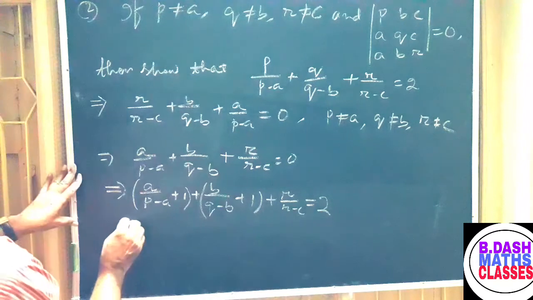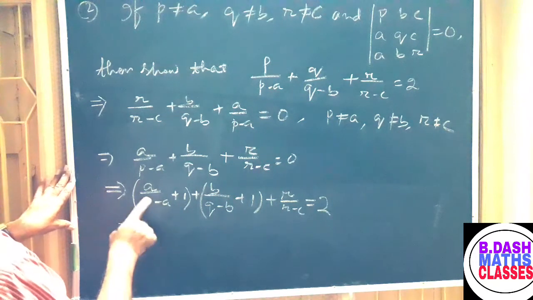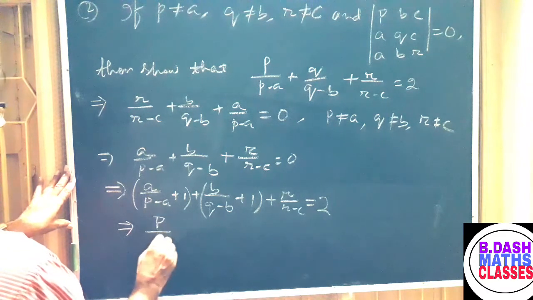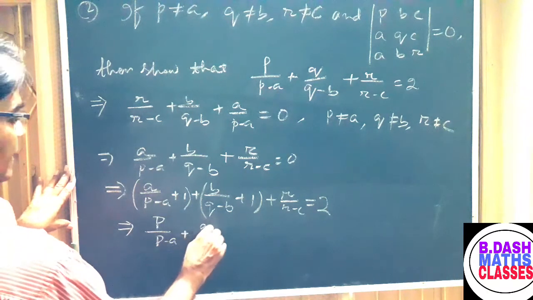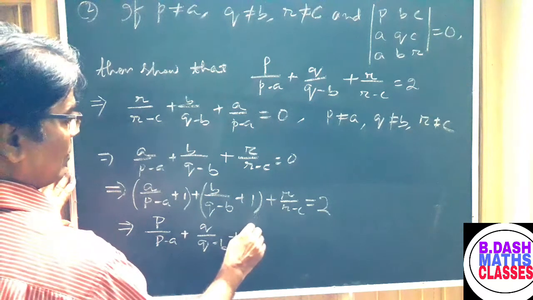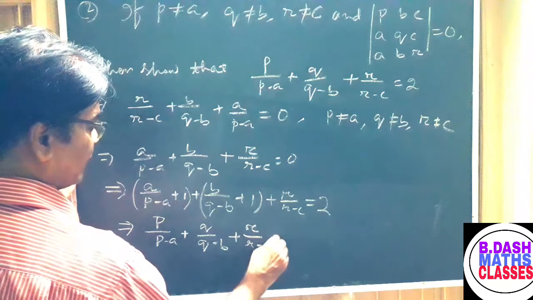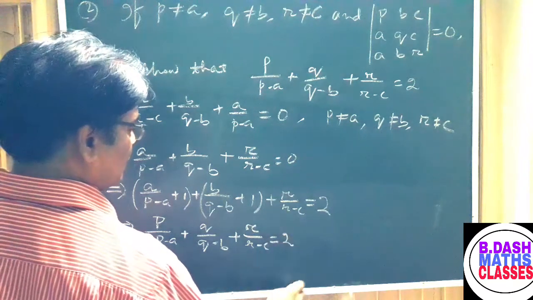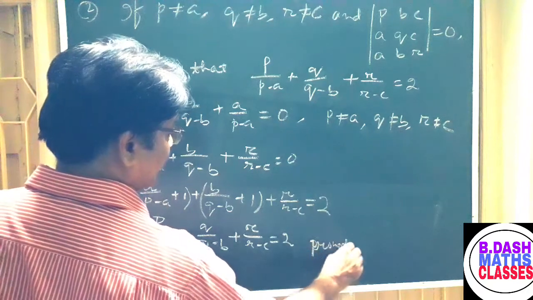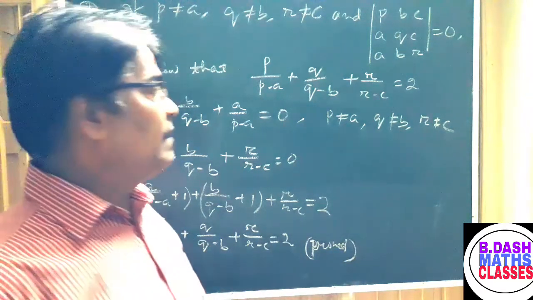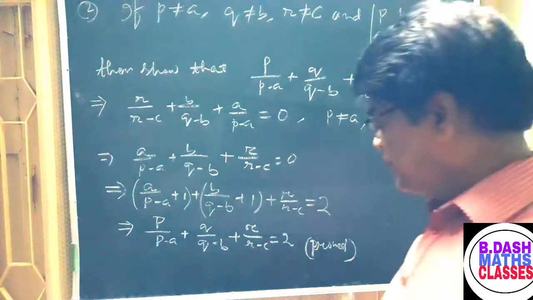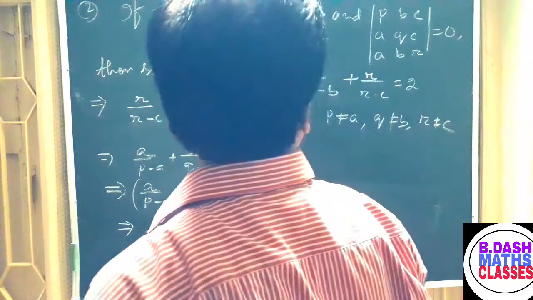So after addition, this will be P by P minus A, Q by Q minus B, R by R minus C is equal to 2. Proved. So the second problem is now proved. So let us proceed to the third one.